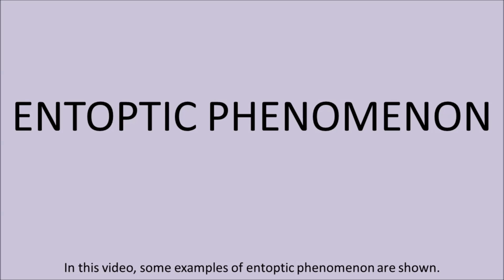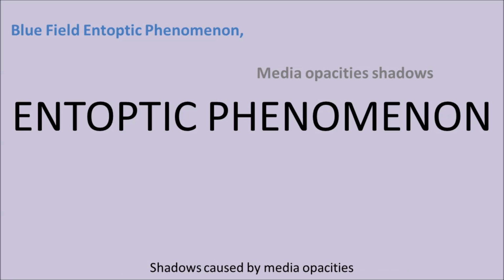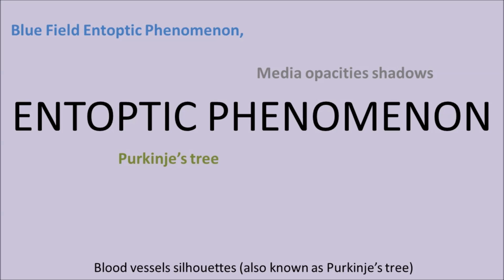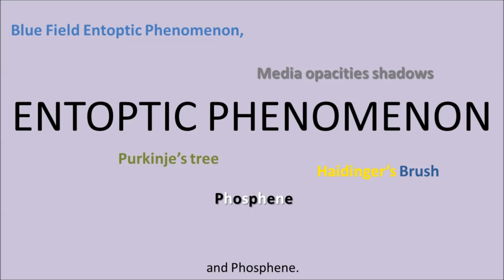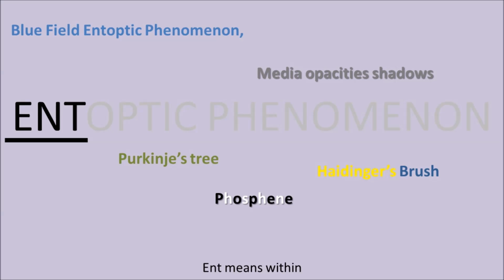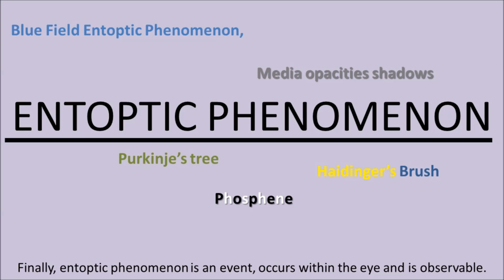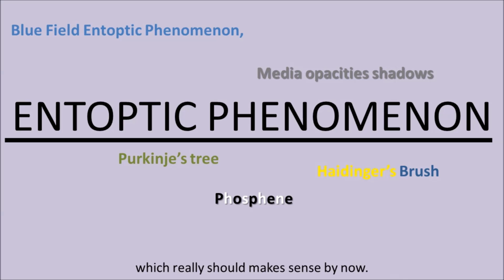In this video, some examples of entoptic phenomenon are shown. They are namely the blue field entoptic phenomenon, shadows caused by media opacities, blood vessel silhouettes also known as Purkinje's tree, Heidinger's brush, and phosphene. Always remember, a phenomenon is any event that is observable, and ent means within, and optic means the eye. Finally, entoptic phenomenon is an event that occurs within the eye and is observable, which really should make sense by now.